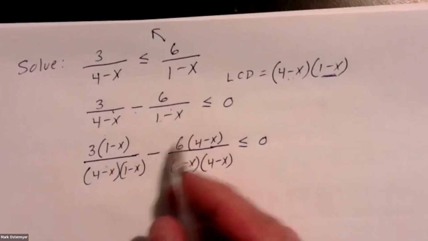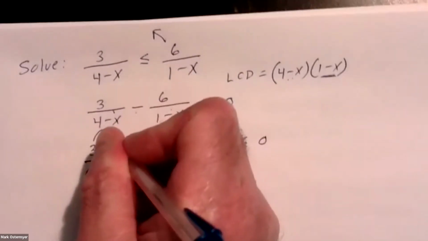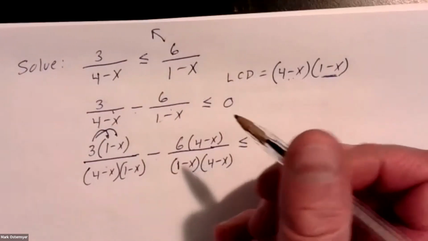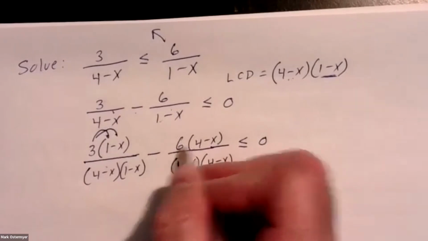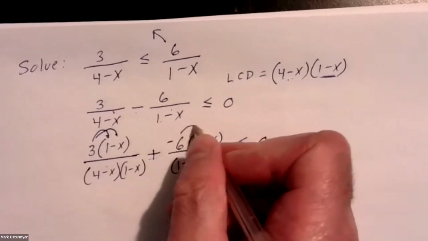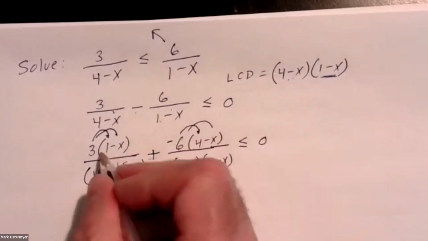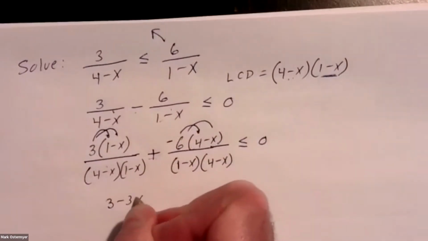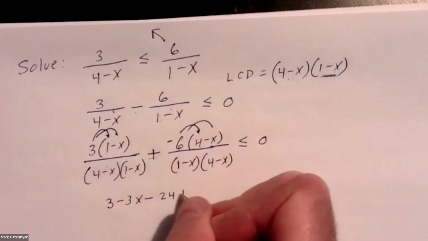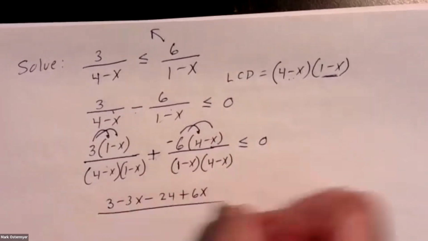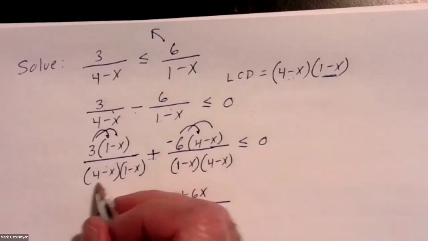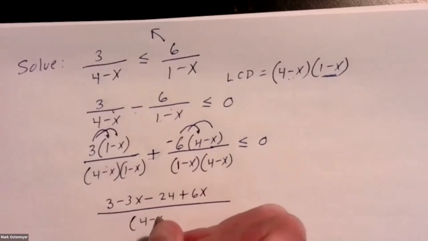Now we have to combine our numerators here. I'm going to distribute the 3 in here. And I'm going to distribute not a positive 6, but so we don't mess this sign up, I'm going to distribute a negative 6 in here. So therefore we have 3 minus 3x minus 24 plus 6x. And this all sits over our common denominator.